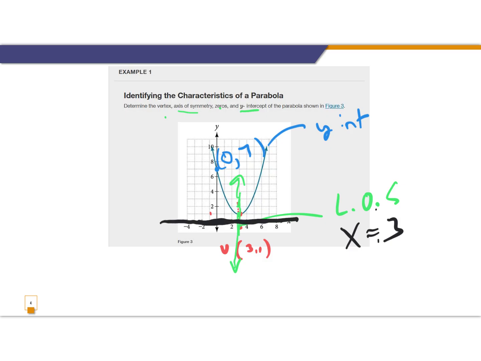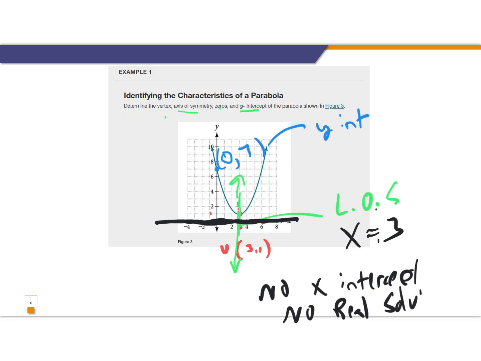There are none on this axis. There's no x-intercept. FYI, that means no real solutions. That doesn't mean there aren't solutions. They're just not going to be real, and it's going to be a little harder to find, but we'll get it done.